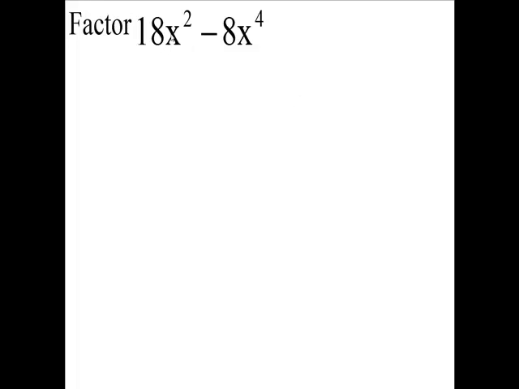Factor 18x squared minus 8x to the fourth power. Okay? Notice they both have x's, don't they? There's something in common. And they're both even numbers, aren't they? So they both can be divided by 2. So we at least have 2x there, maybe 2x squared. There is a common factor, isn't there?